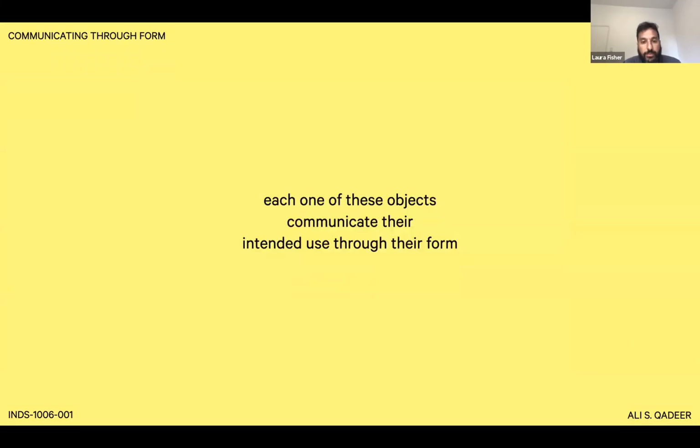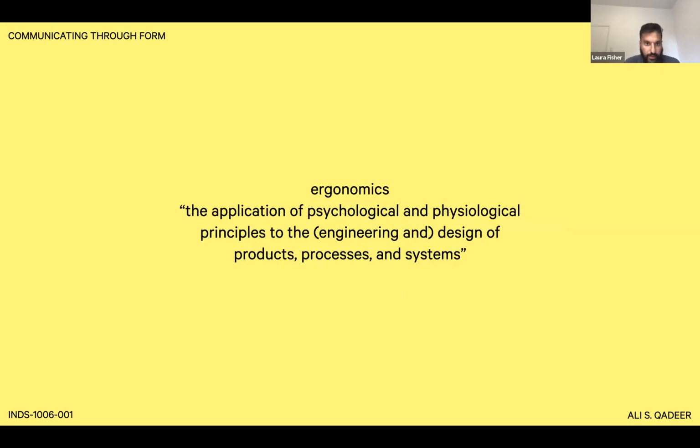Each one of these objects communicates its intended use through its form. The chair tells you what's for your butt and what's for your back. There's a right and wrong way to wear the brass knuckle, and its fit will tell you. And a bike has all sorts of ergonomic cues. By ergonomics, I mean the application of psychological and physiological principles to the engineering and design of products, processes, and systems.